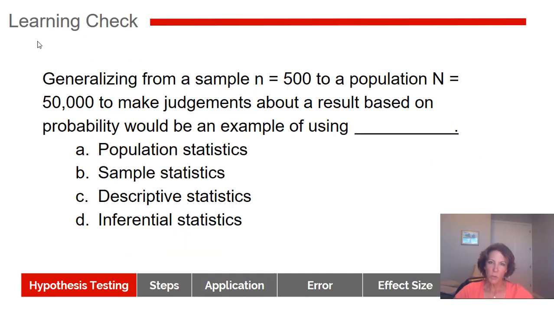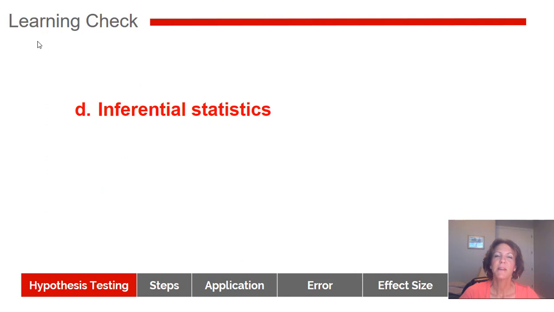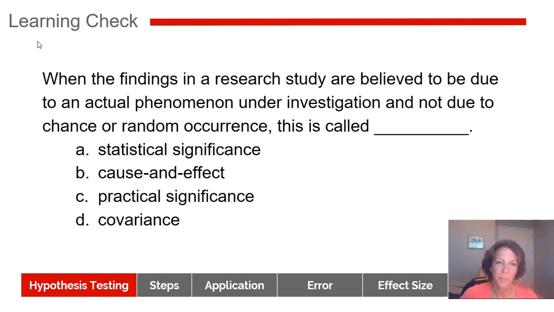So let's just do a learning check first. Generalizing from a sample of n equals 500 to a population of n equals 50,000 to make judgments about a result based on probability would be an example of using what? If you need to pause this video, go ahead and do that. Inferential statistics. We're taking a sample and we're inferring something about the population.